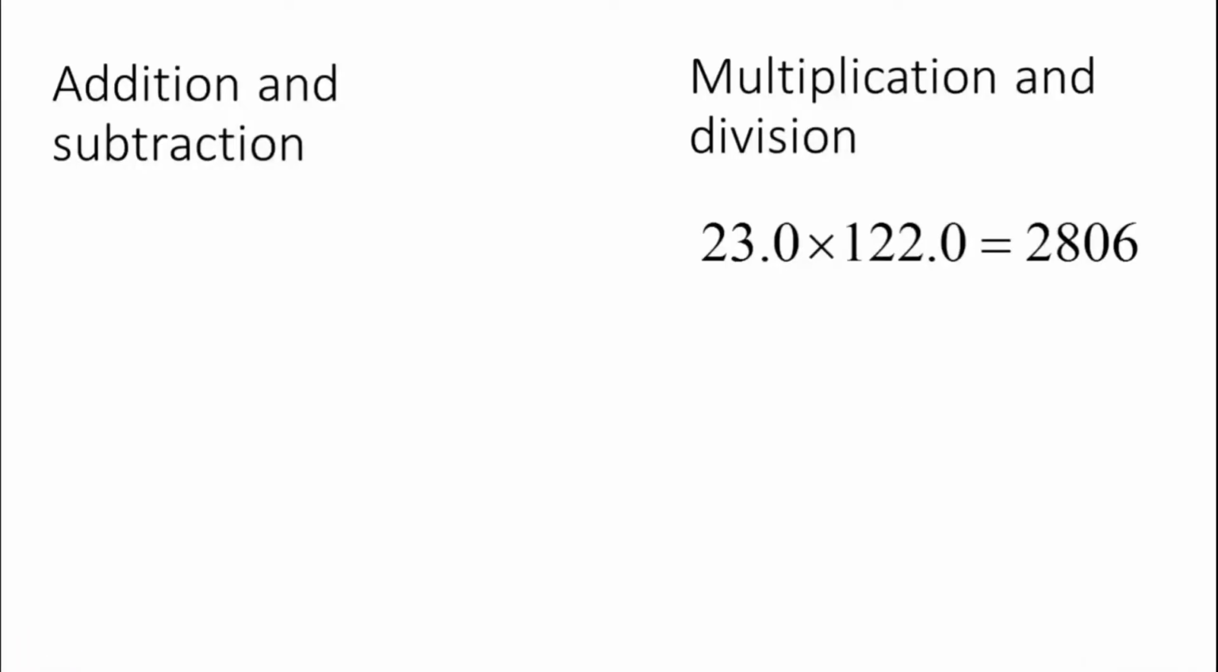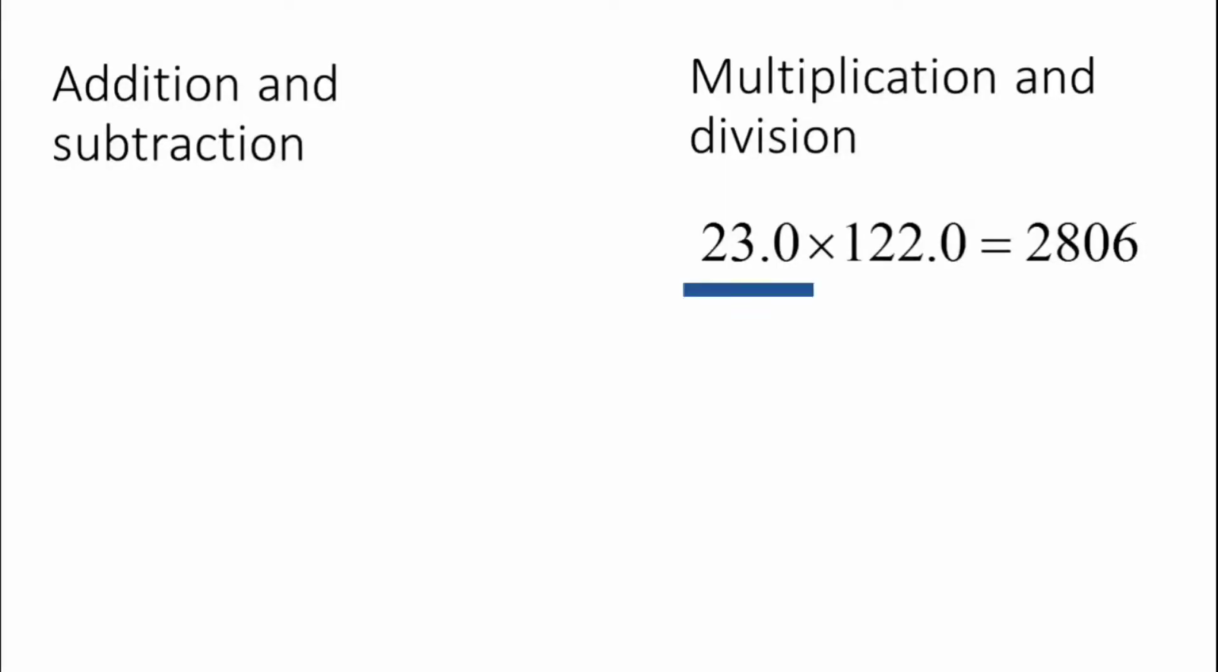Okay, another example. In this example, we are going to see how we could use scientific notation for multiplication and division. Let's say you have 23.0, which has 3 significant figures, times 122.0, which has 4 significant figures. The result is 2806, which has 4 significant figures. The result should only have 3 significant figures, because that is the lowest number of significant figures in the terms.